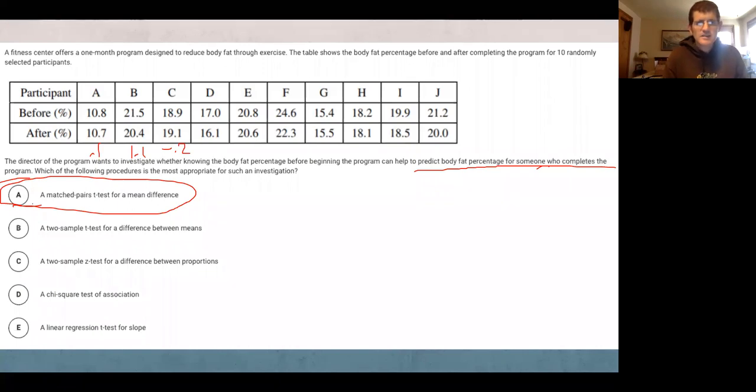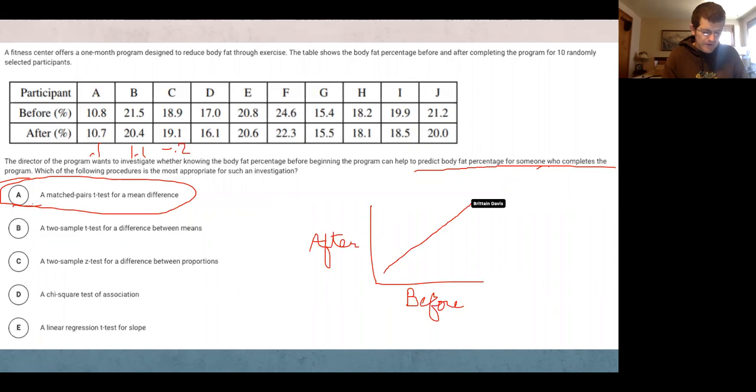But what it's asking instead is, can we make a prediction of the after program body fat percentage? And so for that, we're thinking of a scatter plot where you have your before and you have your after. And of course, your body fat should go down, but still, if you started with a higher body fat, you're going to end with a higher body fat at the end. So it should look something like that. We're making a prediction. So at this point, it's going to be a linear regression t-test. Not that.